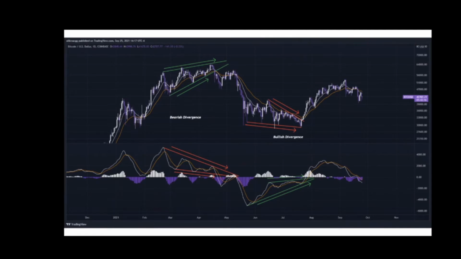shortly after that. So this is a fairly good example to show how MACD can be utilized, especially on a macro chart like this. Keep in mind, this is a one-day chart. You can go to the next one.